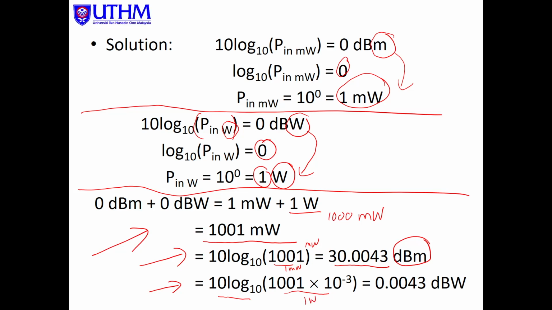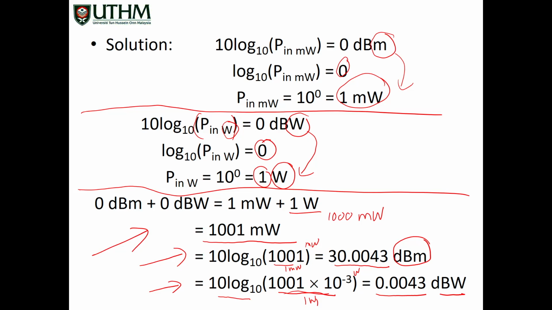Okay, so this is 1001 milliwatt, or 1001 multiplied with 10 power of minus 3. So you cancel out. Here is 1001 multiplied with 10 power of minus 3 divided with the reference 1 milli. So you get 0.0043, and the unit is dBW because we divide with 1 watt as a reference. The reference here is 1 watt, so you get dBW.